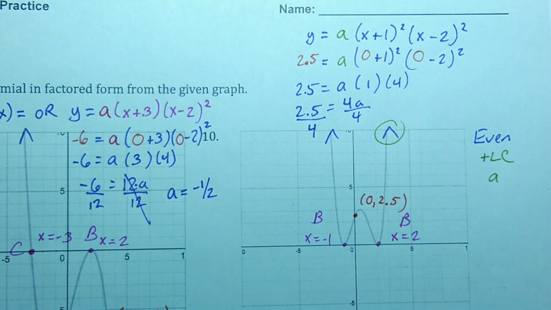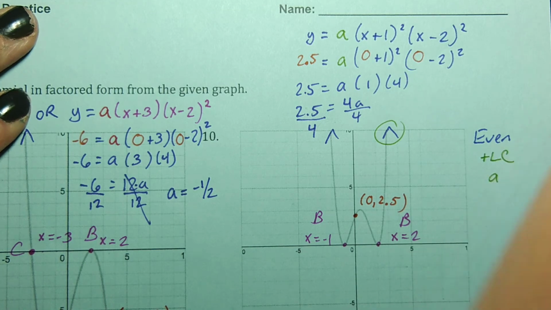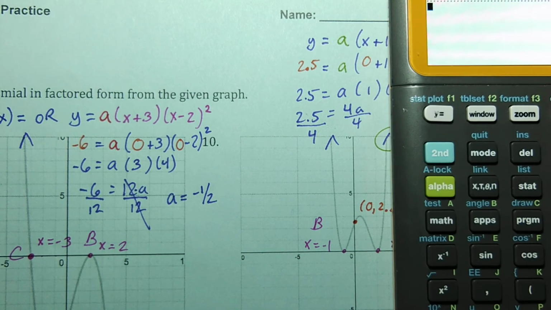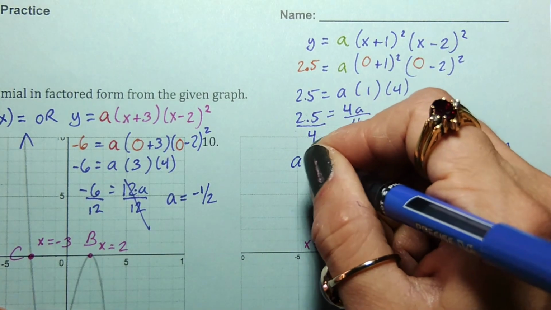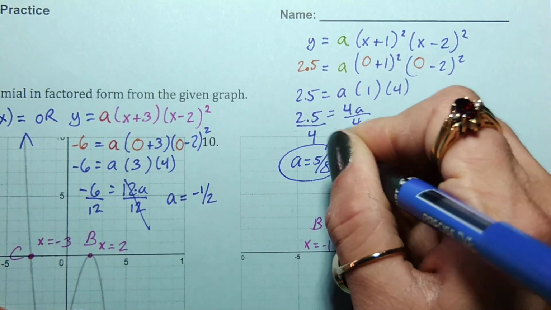Because 2.5 over 4, that's like having 5/2 over 4. We do not want to have fraction inception or fraction on fraction. We only want one fraction bar. So this is where I would definitely use your calculator and math, enter, enter. 2.5 divided by 4, math, enter, enter. Boom. A is 5/8.